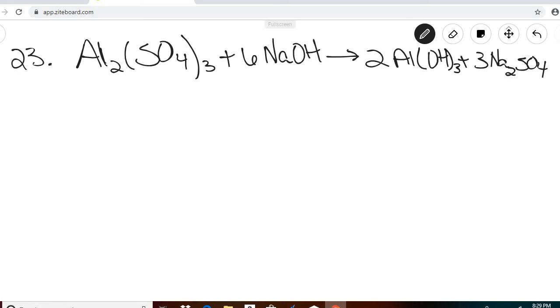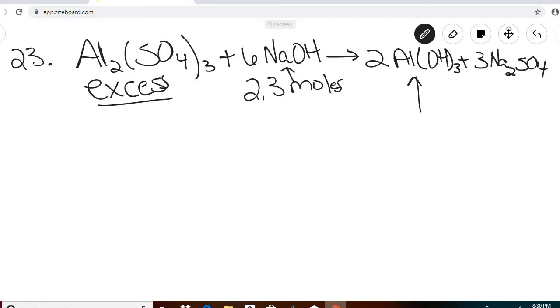Okay, and in this problem, it says how many moles of this can be made if you start with 2.3 moles of this and excess of this. Remember that the only reason we're told there is excess of this is that it's telling us that this is not the limiting reactant. So this is called sodium hydroxide. This would be the limiting reactant, but we're told how much of that we have, and how many moles then of this would we have.